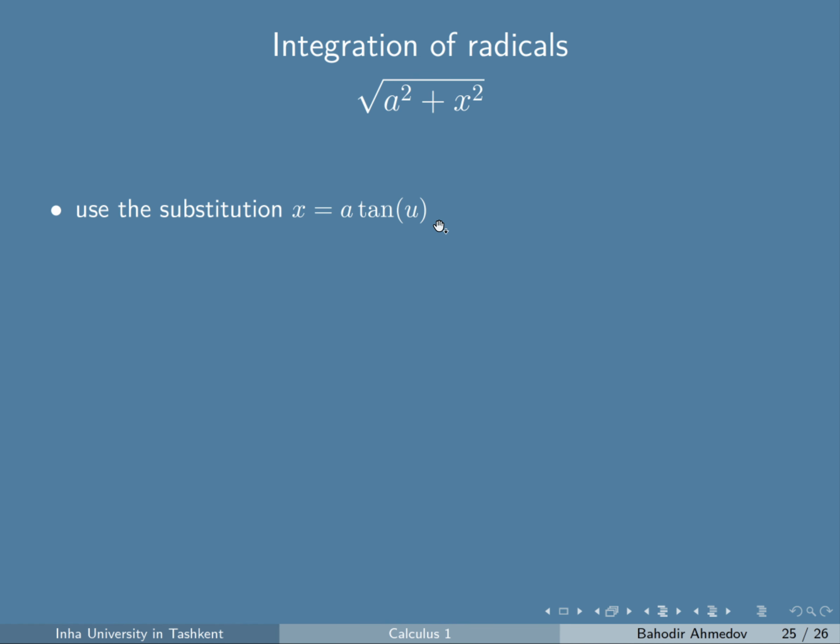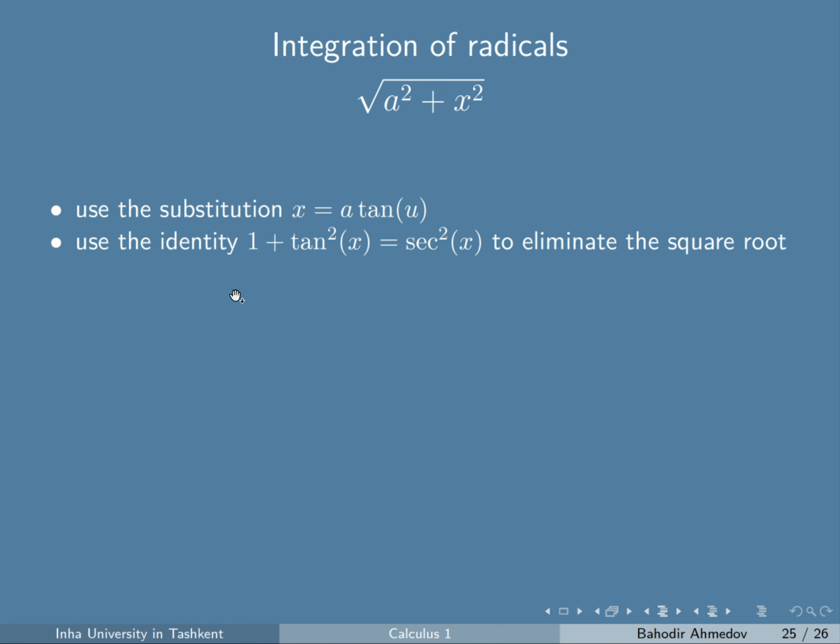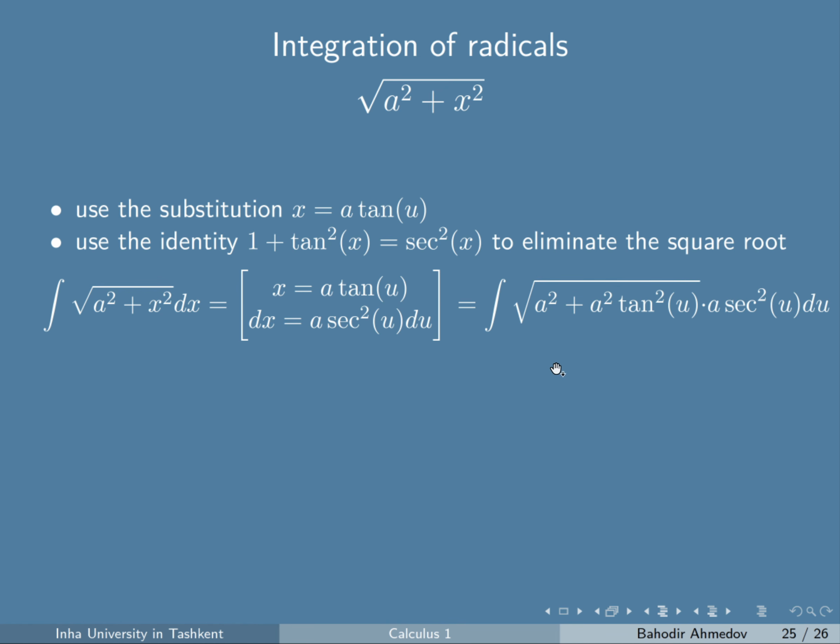If your integrand is given in the form a squared plus x squared, then in order to get rid of the square root, we're going to use the following substitution. x is going to be a multiplied by the tangent of u, and we're going to use this identity: 1 plus tangent squared is equal to the secant squared, right? We also have to substitute the dx with the new variable. This is going to be the derivative of the tangent, which is secant squared of u multiplied by du. And the integral is going to be the square root of a squared plus a squared tangent squared, multiplied by dx, which is a multiplied by the secant squared of u, right?